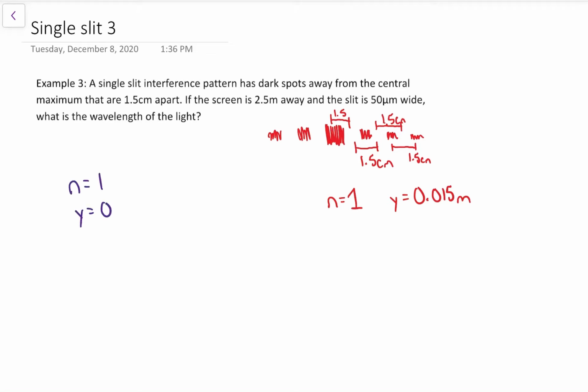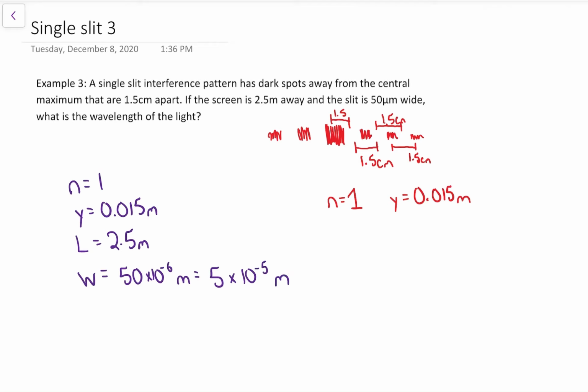We just figured out that we had an n of 1 going with a y value of 1.5 centimeters, so that's 0.015 meters. It says the screen is 2.5 meters away. It says the slit is 50 micrometers wide. 50 micrometers is 50 times 10 to the negative 6. That looks a little bit funny, so we could call that 5 times 10 to the negative 5 meters. And we're solving for lambda.